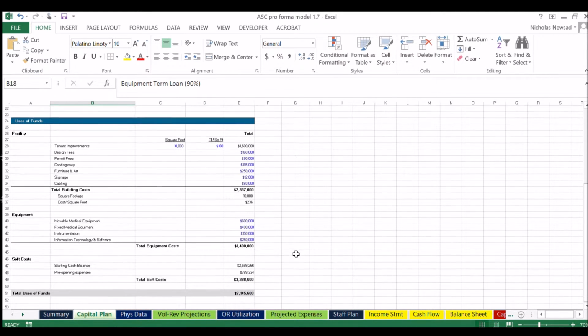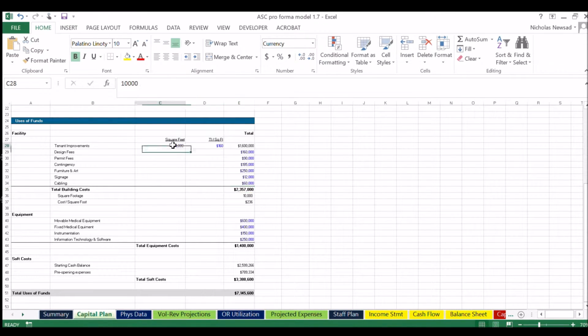And then under uses of funds, you can see they're going to use all of that $7.1 million that they raised. About $2.3 million of that is going into the facility, which is a 10,000 square foot facility. About $1.4 million is going into equipment, movable and fixed equipment, instrumentation, as well as information systems. And then quite a bit of money, $3.4 million on this particular one, is going into soft costs, which would be startup consulting costs, staff costs, and then your starting cash balance.